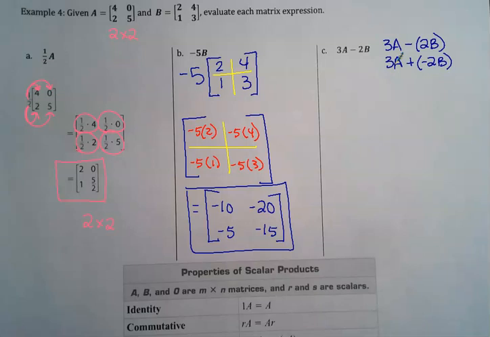But we are going to do the first option, okay? We're going to do the first one, which I know I don't usually do, but that way you can see it. So we're going to take 3 and multiply it by matrix A. So 4, 0, and 2, 5. And then we're going to subtract and do 2 times matrix B. Matrix B is 2, 4, 1, 3.